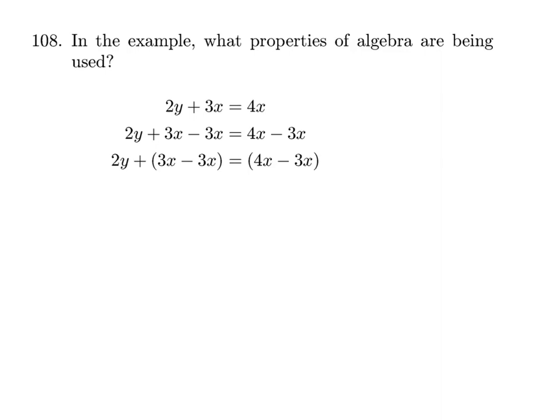All right, in the example, what properties of algebra are being used? Let's see what we have here. Okay, we're subtracting 3x from both sides. That would be the subtraction property. And then what happens next? Okay, now whenever you throw parentheses into an equation and you're grouping different parts, that's known as the associative property.